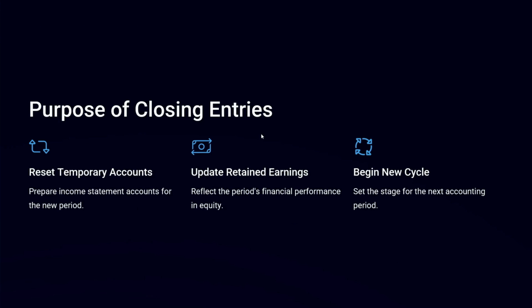The purpose of closing entries is to reset temporary accounts, which are accounts related to the income statement, for the new period and update retained earnings. So our retained earnings will automatically show the performance of the company and begin the new cycle, which is the new year, and show only the balance sheet accounts.